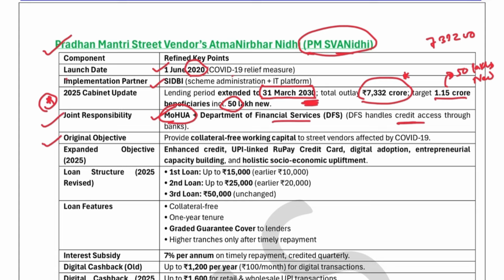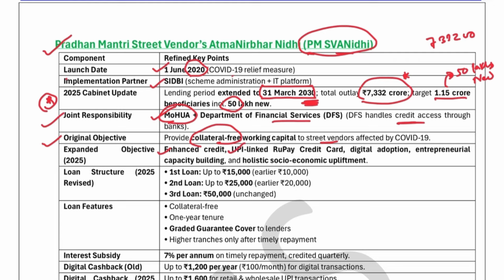Please remember Ministry of Housing and Urban Affairs and Department of Financial Services. The original objective of the PM SVANidhi was to provide collateral free working capital to these street vendors, which were affected by COVID-19. But as time passed, the objectives have expanded.